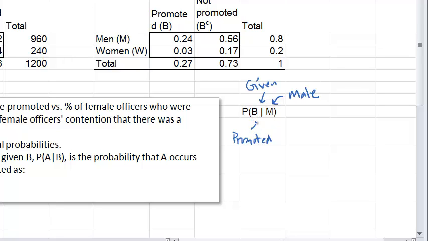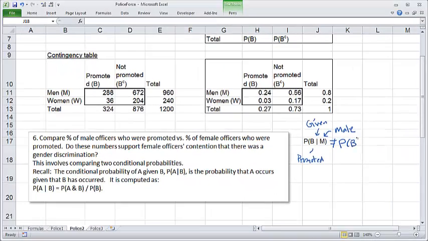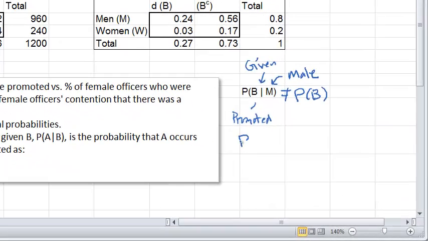Now that's different from the probability of B, just plain old probability of promotion, because here you're not given any information, whereas here you're given that you have a male officer. For instance, suppose that when we pull out our name at random, instead of George, the name happens to be Pat. Well, now the name Pat doesn't tell us anything about the person, because we don't know whether this person is male or female. Could be Patricia, could be Patrick, we don't know.